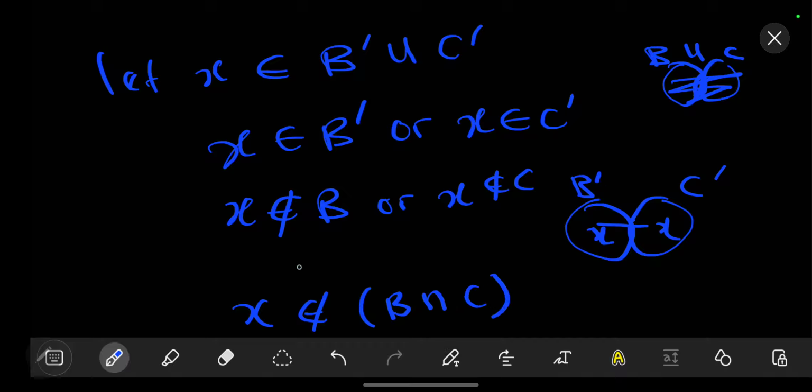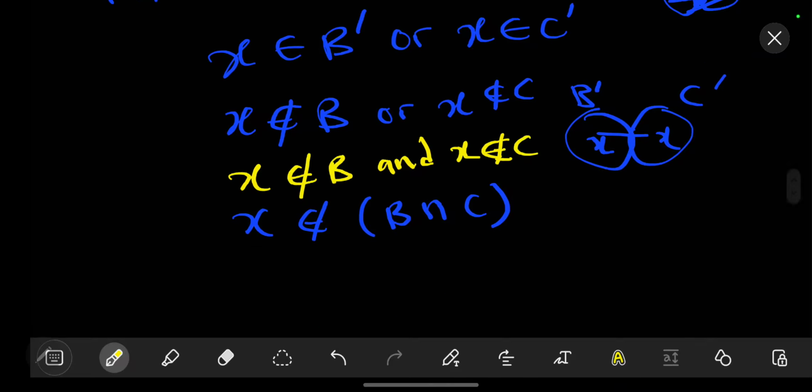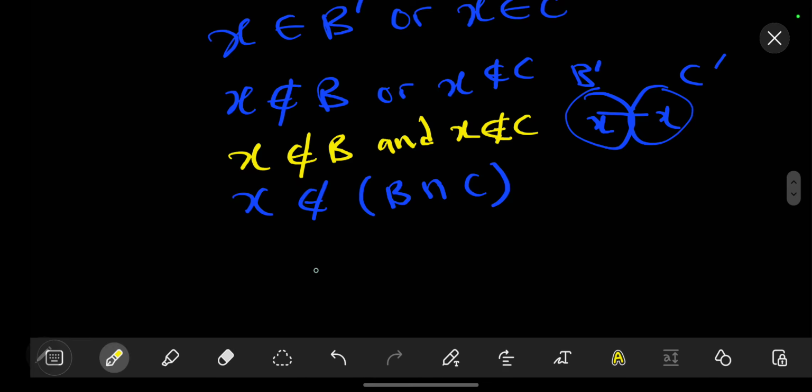Now, for the sake of some of your lecturers, they would want you to put this. If it is not found in this, it all changes to and, and you say X is not a member of B and X is not a member of C. So this again just depends on how your lecturer is. Some might want to skip this, some might want you to write this. So you just have to study your lecturer. This is the only difference.